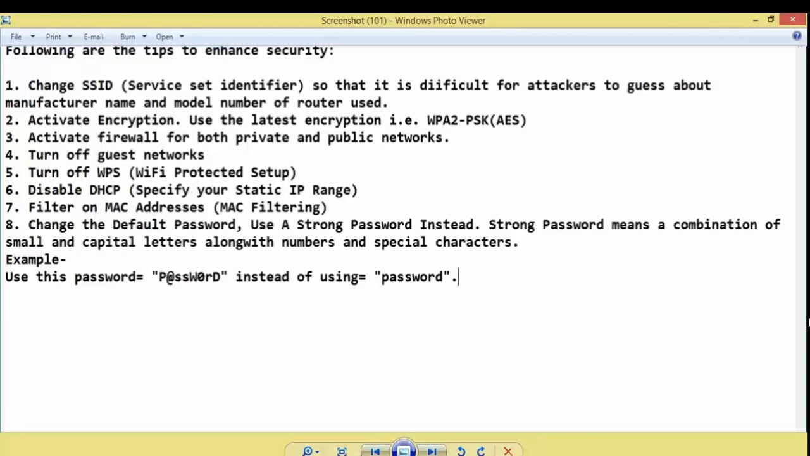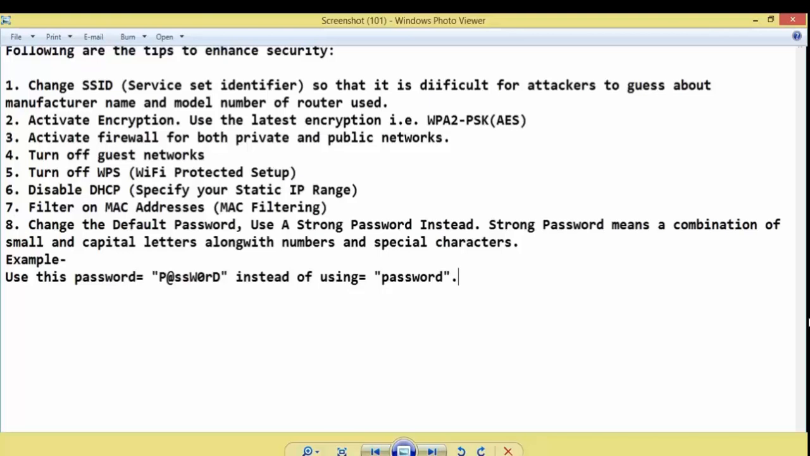Our next tip is activate firewall for both private and public networks. Then turn off guest networks. Our next tip is turn off Wi-Fi Protected Setup. Then disable DHCP and use static IP range instead. Our next tip is turn on MAC address filtering.